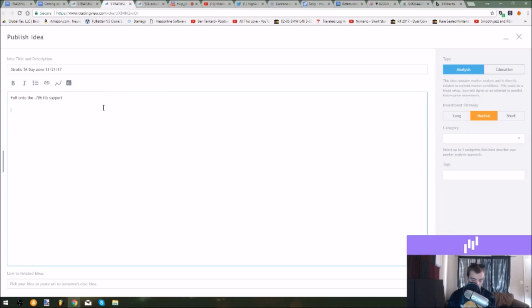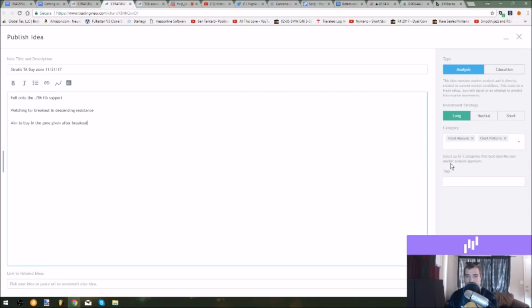And then I'm just going to describe a little bit about it. Fell onto the 786 Fib support, watching for breakout in descending resistance. So the descending resistance is that line that we drew that was going down on the chart. Or I'll point it out in just a second again. And then I'm just going to type: aim to buy in the zone given after breakout.